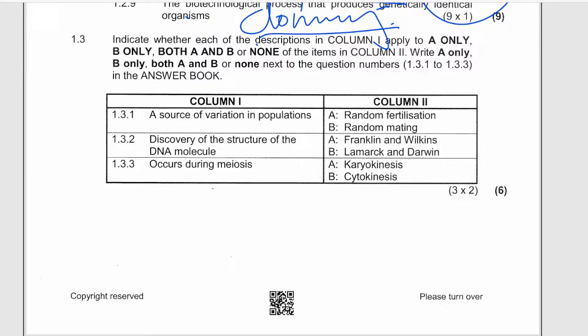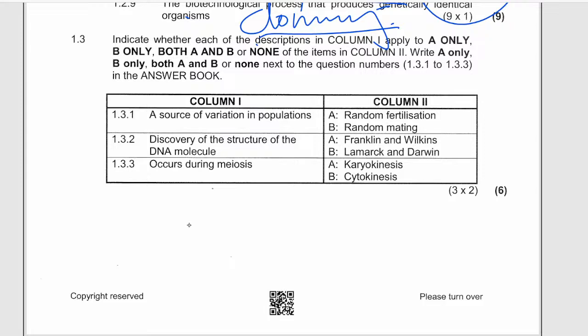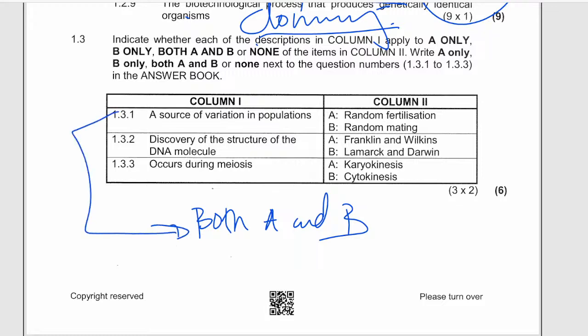The source of variation in a population. Random fertilization, random mating. Yes, this is both A and B. So the answer is A, both. Let me write. Don't ask me questions here. Both A and B. Now someone is going to say, what if I say A and B? I say the most correct answer is both A and B.